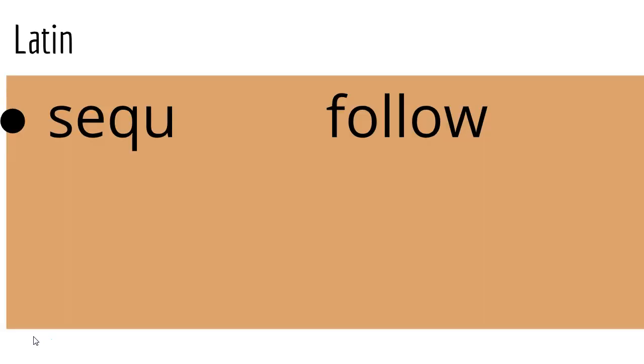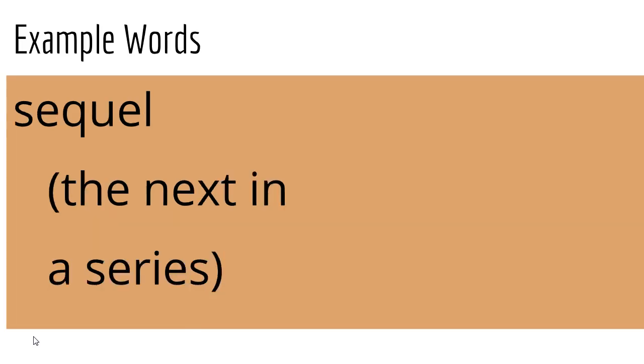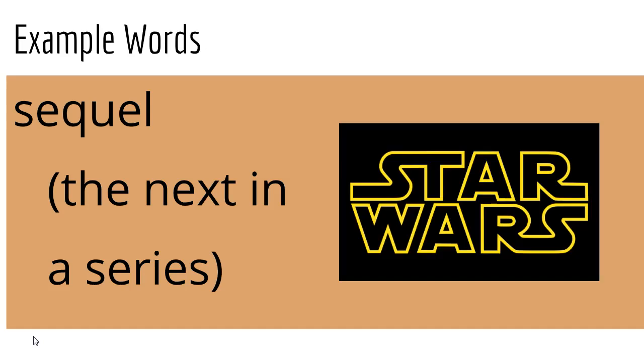The next stem is secu. It means follow. This is where we get words like consecutive, sequence, sequel, consequence. We're going to talk about the word sequel. A sequel means the next in a series, so it would be the one that follows the one that came before it. Star Wars is a good example. There have been a lot of sequels in the Star Wars empire.